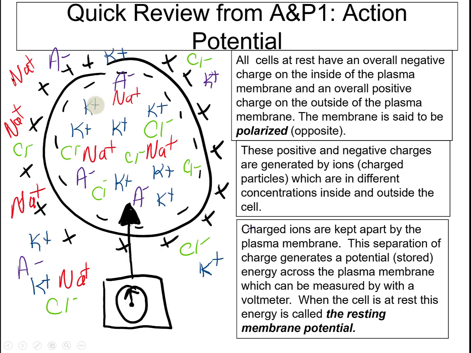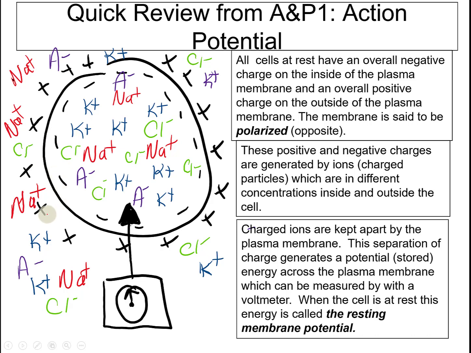So think of it this way, if you add all the ions up on the inside, you end up with an overall negative charge. If you add the ions up close to the plasma membrane on the outside, you end up with an overall positive charge. And this is what generates these differences, which makes the cell polar. There are different concentrations of the ions inside and outside.